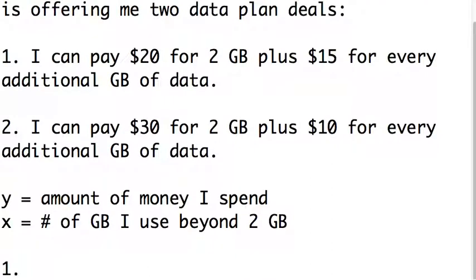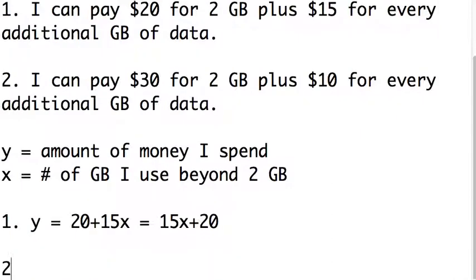Then what does Plan 1 say? Plan 1 says the amount of money that I spend is I start with an initial $20, and then I have to pay $15 for every extra gigabyte. We're just writing this in the opposite direction. y is equal to 15x plus 20. For the second plan, the amount of money I have to spend is $30, which is the base amount, plus $10 for every extra gigabyte beyond 2 that I use. So that's going to be 10x plus 30.